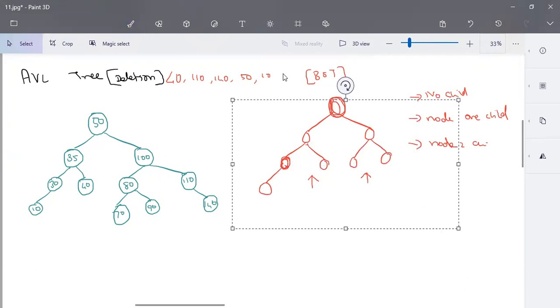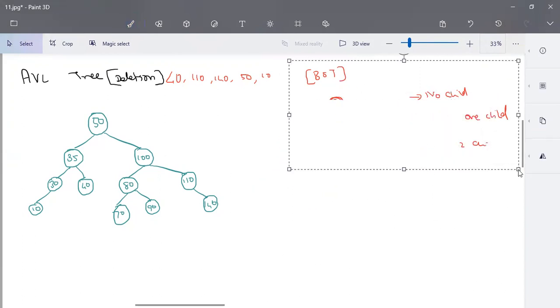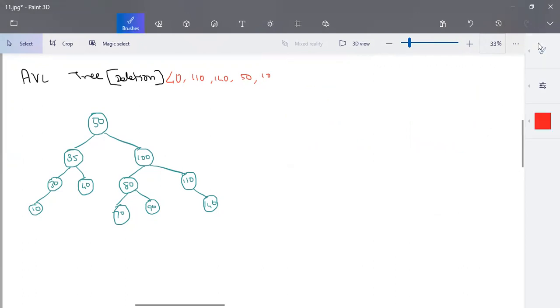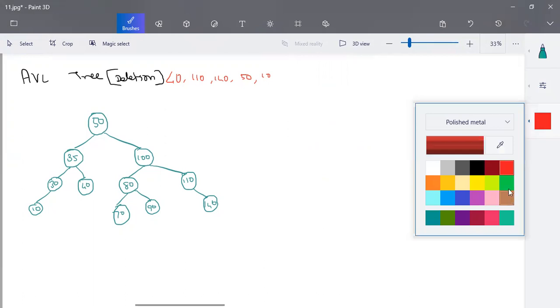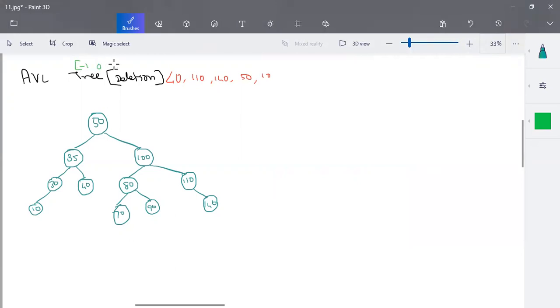With that, we'll be deleting nodes, and after each and every deletion we are going to check the balance factor. The balance factor for each and every node should be either -1, 0, or 1. So we directly call for deletion and we delete the node.